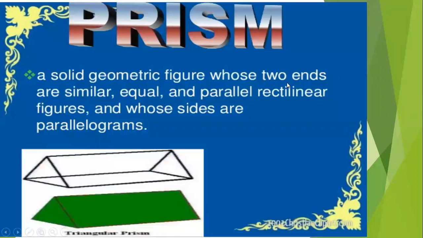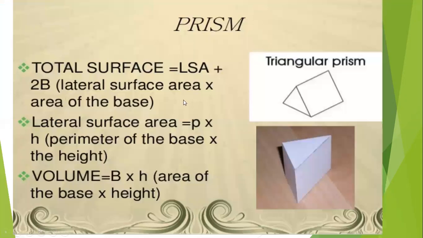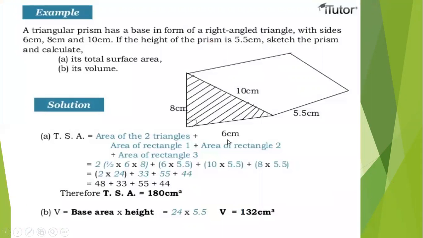Looking at another one, which is a prism. This is a prism here, as you can see. This is the volume of a prism. As you can see, the total surface area and then the volume. This is how it is got here. An example is here for total surface area and also for the prism.